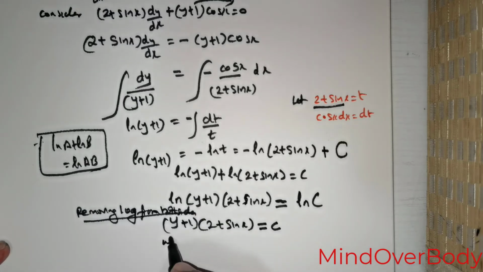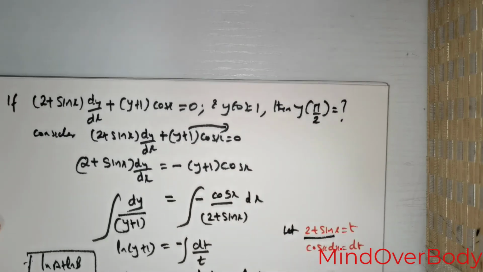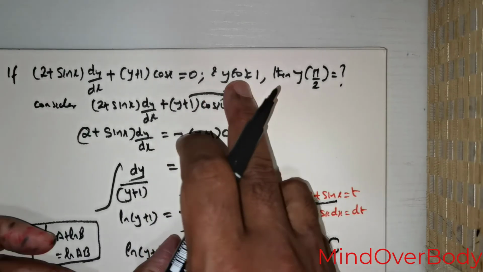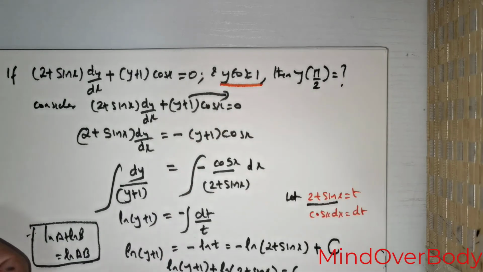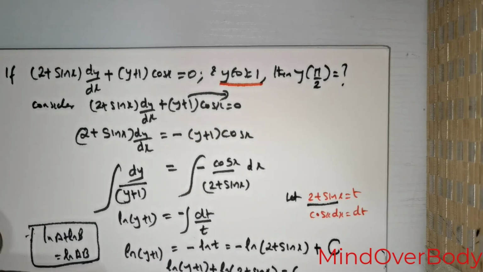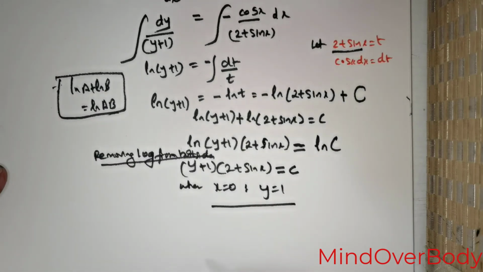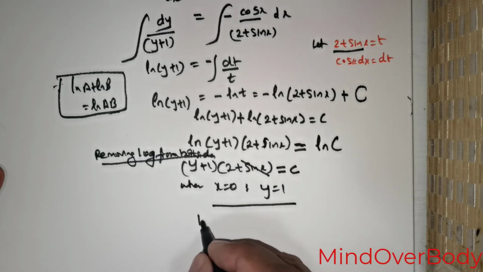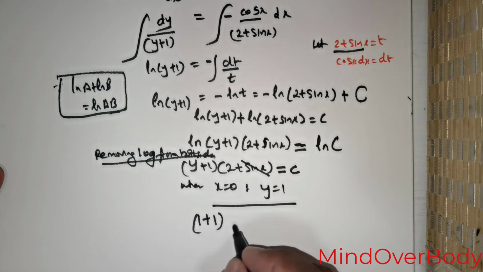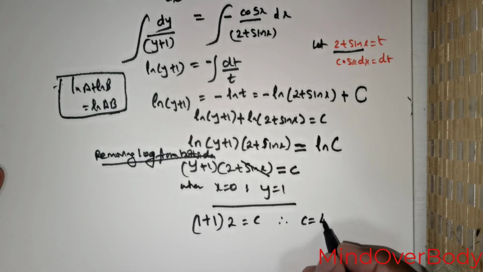Now the question says when x is equal to 0, the value of y is equal to 1. You can clearly see that. This is what the question says. Let me show that to you. Okay, so we are going to use that concept. So when x is equal to 0, y is equal to 1. So sin 0 goes away. So you get 1 positive 1 times 2 is equal to c. Therefore the value of c is 4.